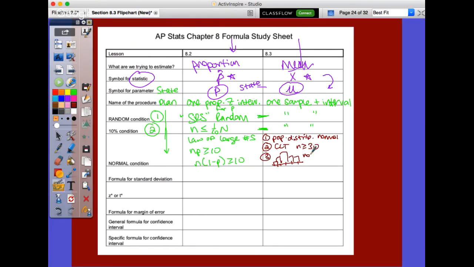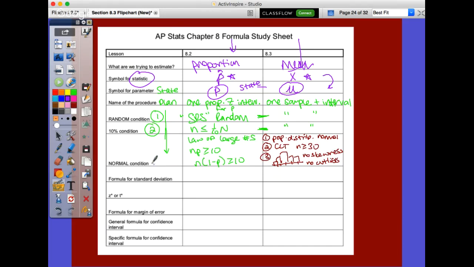We're looking for no skewness and no outliers. Now, if it's a little skewed, go ahead. But if it has major skewness or major outliers, then we'll move away from that. Okay. All right, let's go to the next thing.